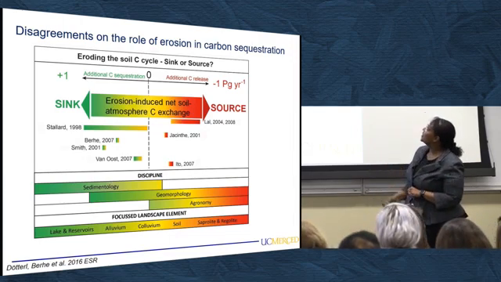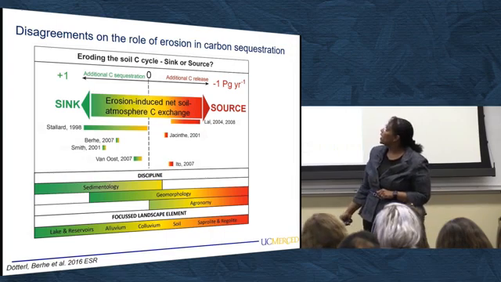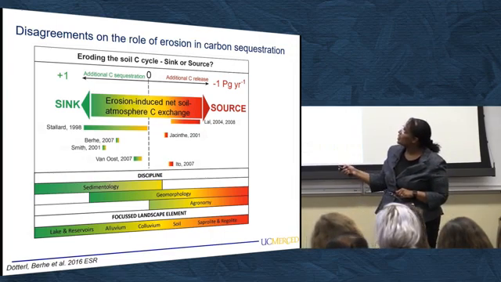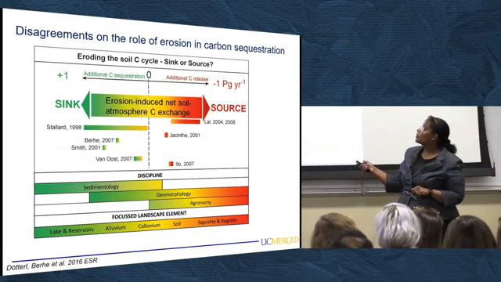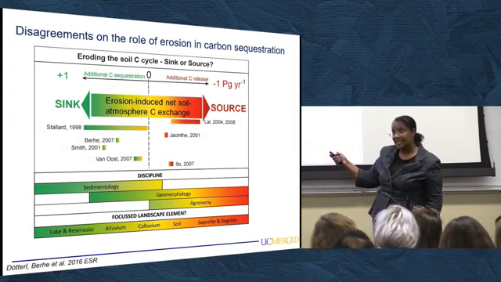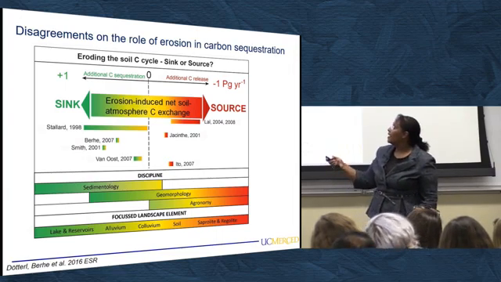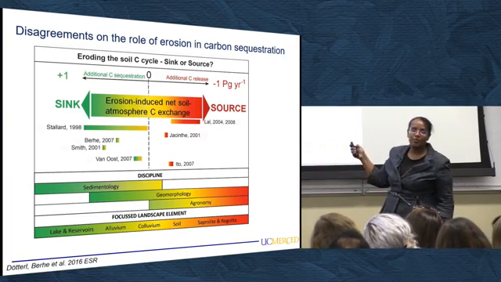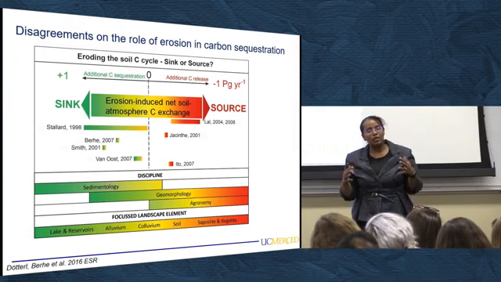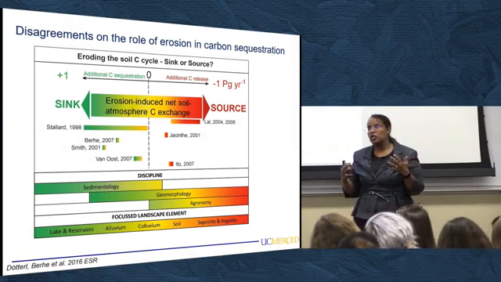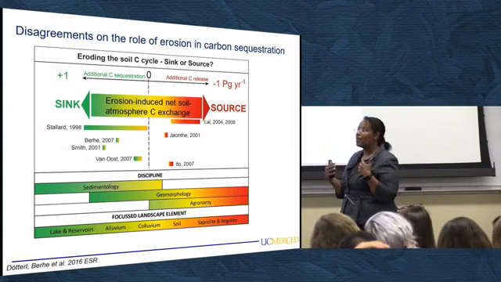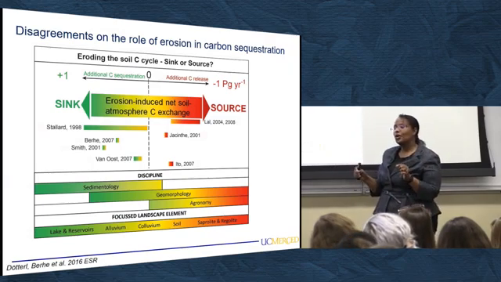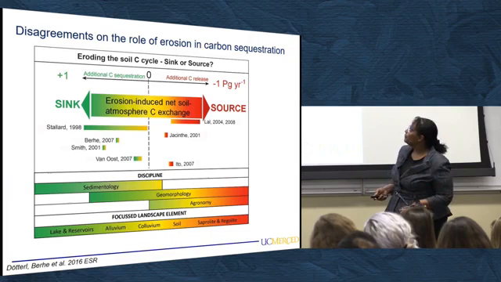This was from a synthesis that we published last year, basically showing where the estimates are in terms of whether erosion induces a net sink for atmospheric carbon dioxide, everybody on this side, or whether erosion induces a source term, meaning does the disturbance of soil by erosion, the physical mixing, breaking down of aggregates, lead to net carbon loss from the soil or net carbon storage in soil?